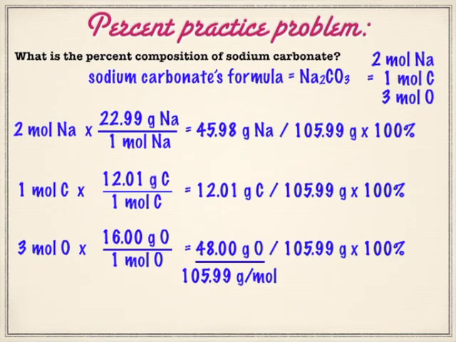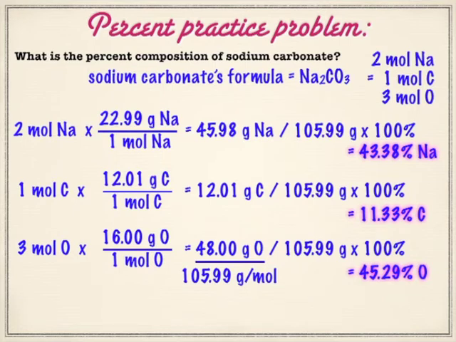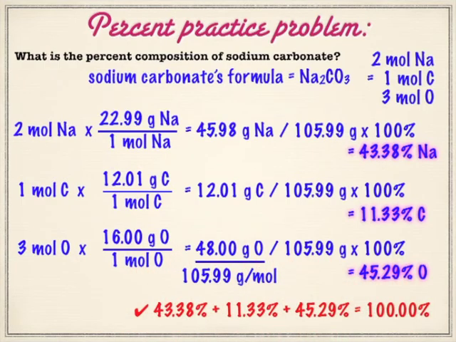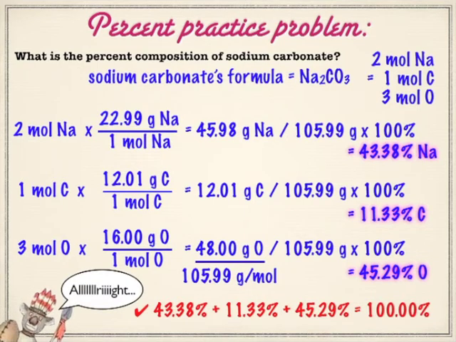So your work sort of pays off here. Anyway, when we do this based on the sig figs of each of these, we're going to end up with these percents: 43.38%, 11.33%, and 45.29%. And so we can check our work, add those up. Those do add up to be 100%, which is always nice. And so that's really what you're going to do there: you're just going to figure out your molar mass, divide each of those element masses by the total mass, and then you're good to go.